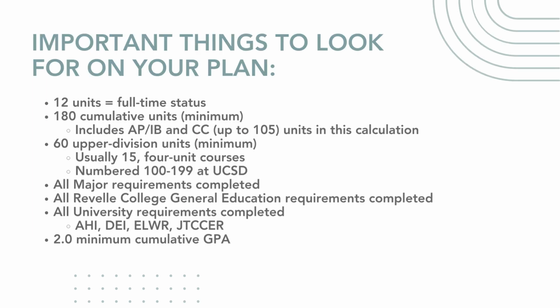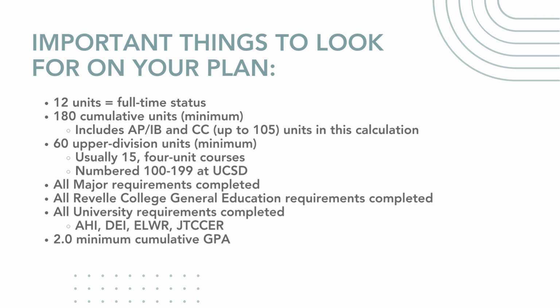Now, here are some important things to look for when making your academic plan. You'll want to go through this checklist every single time. If you are missing one of these requirements, you will not be eligible for graduation. These items include having 12 units for full-time status, 180 cumulative units minimum.